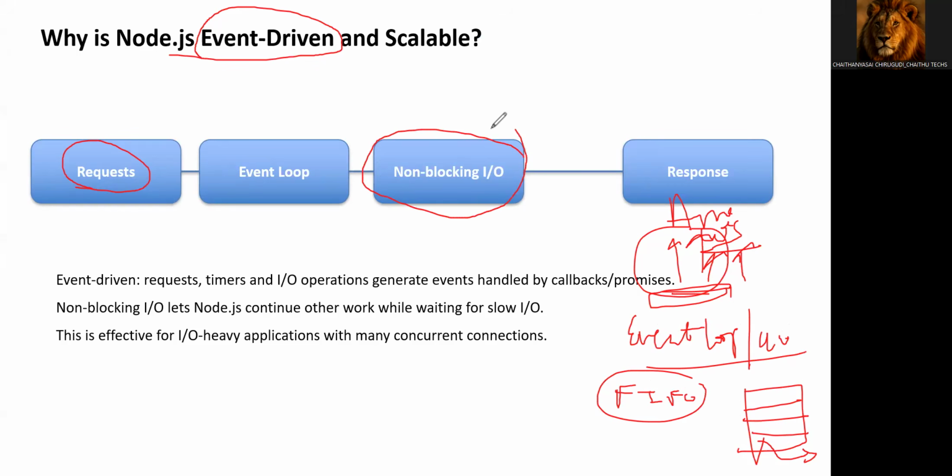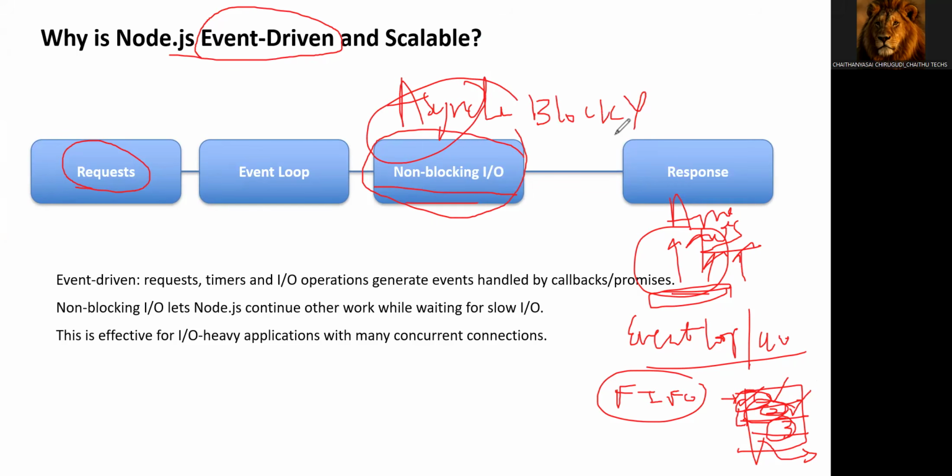Then non-blocking IO means, suppose there is a first one, a second one, and a third one. If for any reason the first one stops executing in the middle, the second will automatically continue. It won't wait until the first one executes. If the first one stops in between, it leaves that one and goes to the second one. This is the main important point, called non-blocking IO. It is also called asynchronous. Asynchronous means it won't block; blocking won't happen.